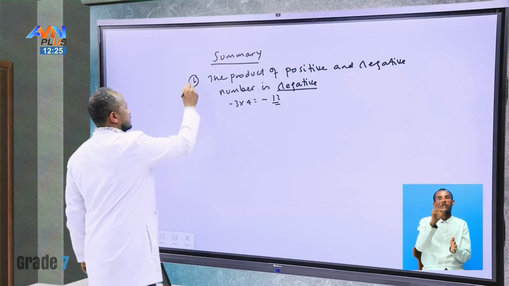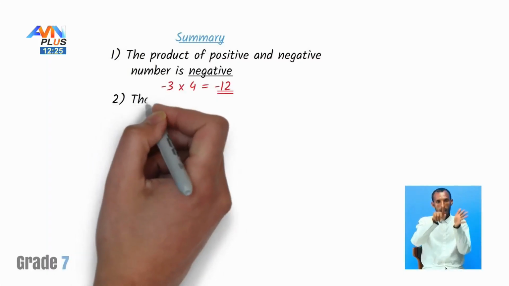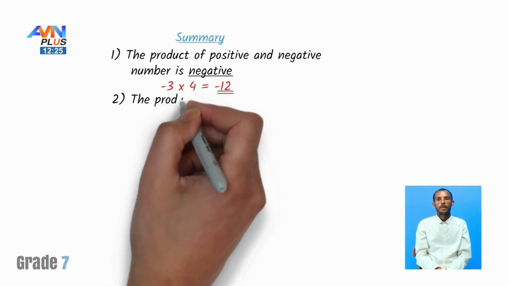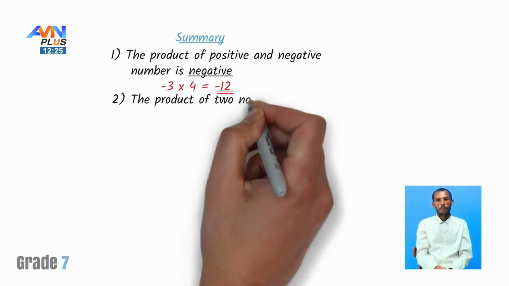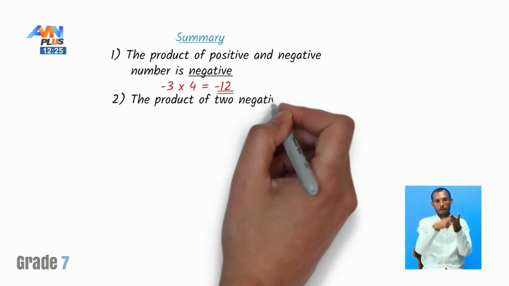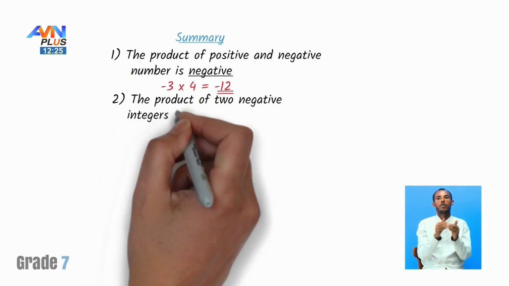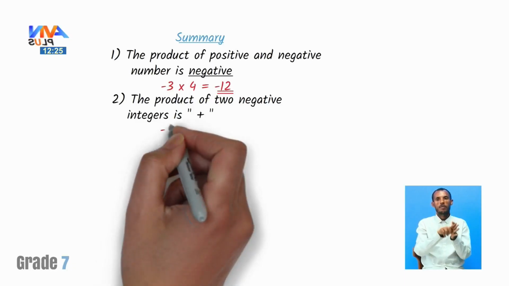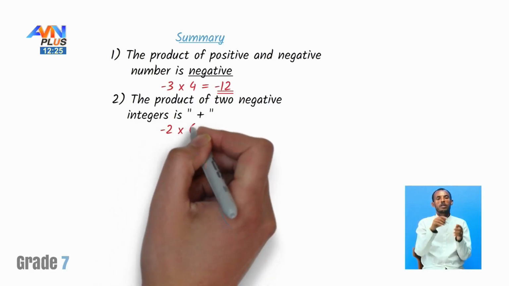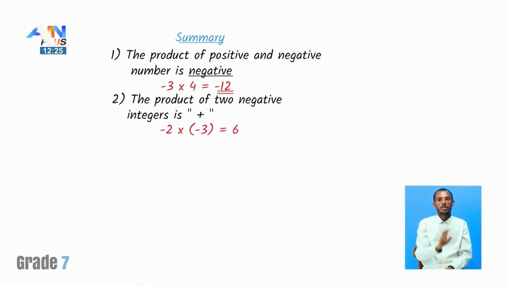Again, the second concept we have seen: the product of two negative integers is positive. We said the product of two negative integers is positive. For example, negative 2 times negative 3, the product is positive. You have positive 6.